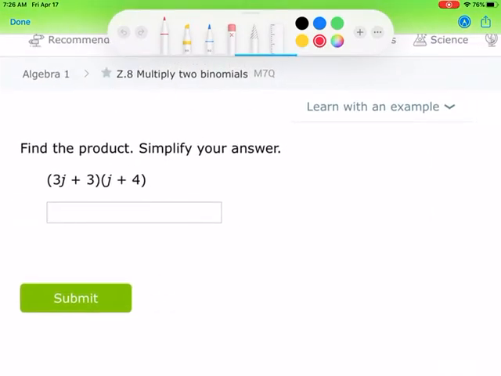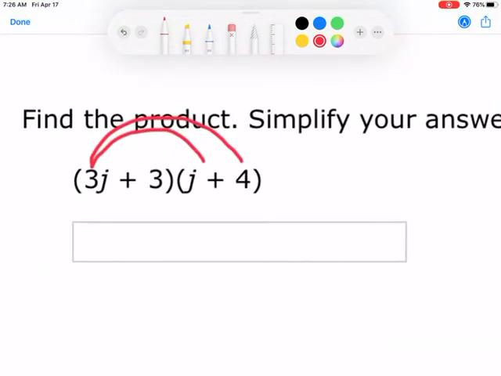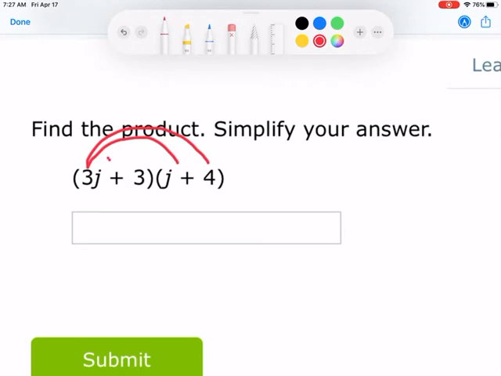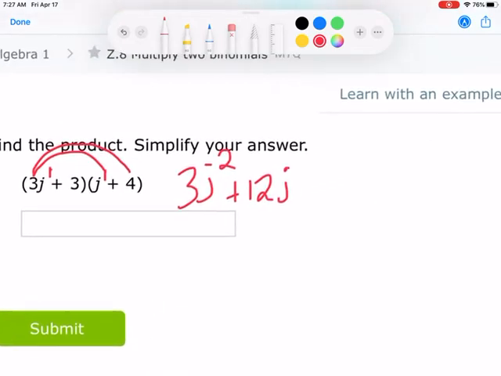So I'm going to take that first term, 3j, and multiply it to that j, and then that 4, right there. So 3j times j. When you multiply variables, you add their exponents. Multiply, you add the powers. So 3j to the first times j to the first would be 3j squared. All right, 3j times 4, multiply the numbers. So that would be 12j. All right, so that part's done.